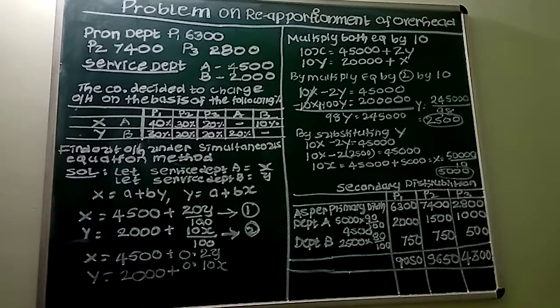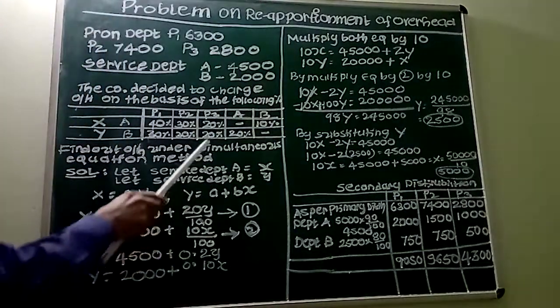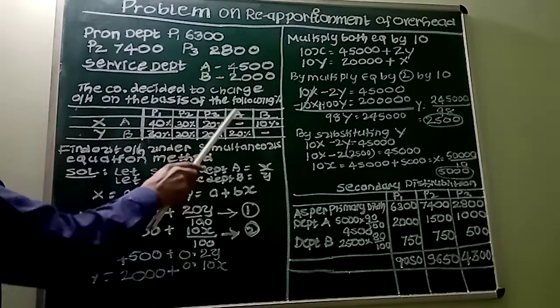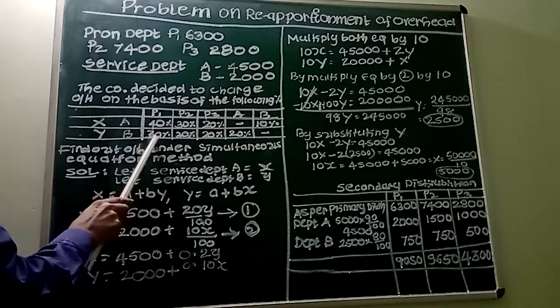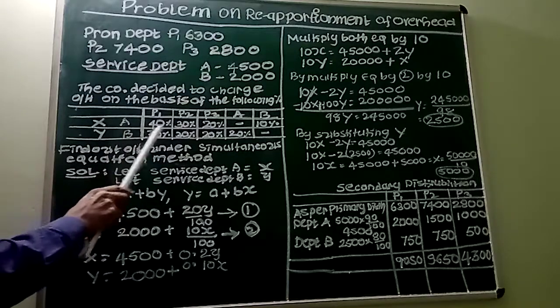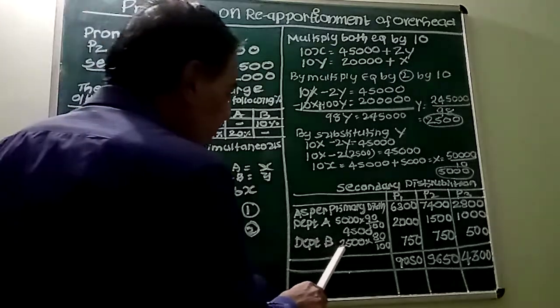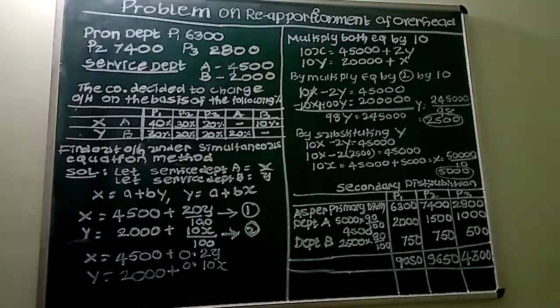Similarly, you come to department B, which is denoted as Y. See, department Y was 2,500. You take only 80% of this. Forget about the service department. You take only 30 plus 30 plus 20 is equal to 80. What is 80% of 2500? That is 2000 rupees. 80% of 2500 is 2000.